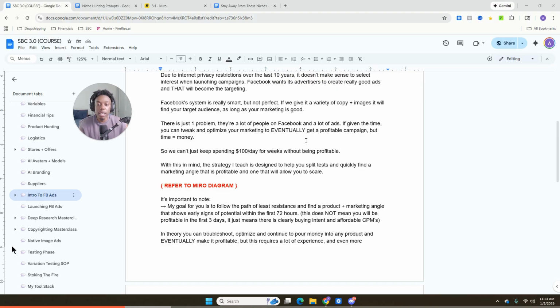With this in mind, the strategy I teach is designed to help you split test multiple angles under one CBO campaign and quickly find a marketing angle that is profitable and one that will allow you to scale. If you aren't already aware, all it takes is one marketing angle, one product, and one offer to get to 1K a day, 5K a day, 10K a day, even 20K a day and beyond. You can do a lot of volume and numbers with just one marketing angle.